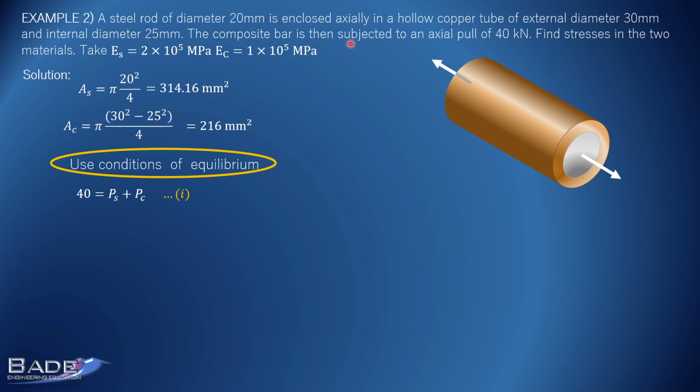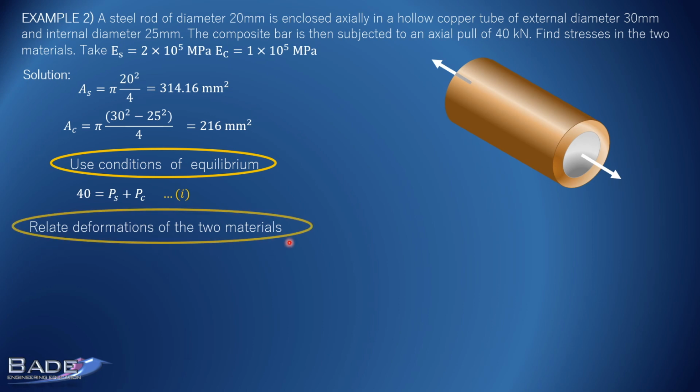So 40 kN total load on this cross section. Find stresses in the two materials. 40 kN is the total load. So total load is load taken by steel plus load taken by concrete. Relate deformations of the two materials.